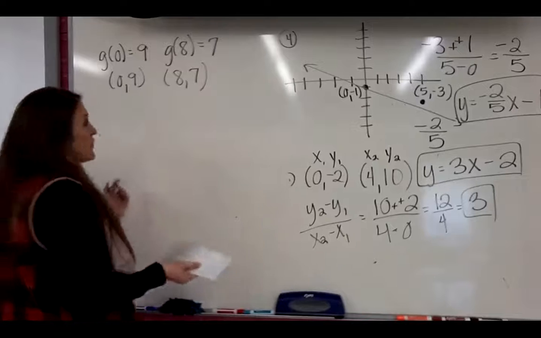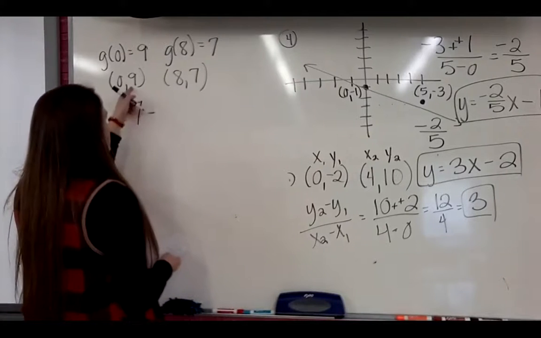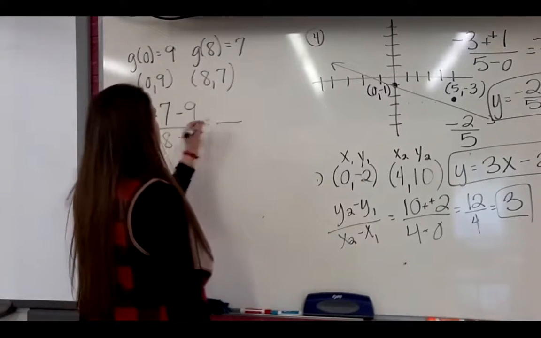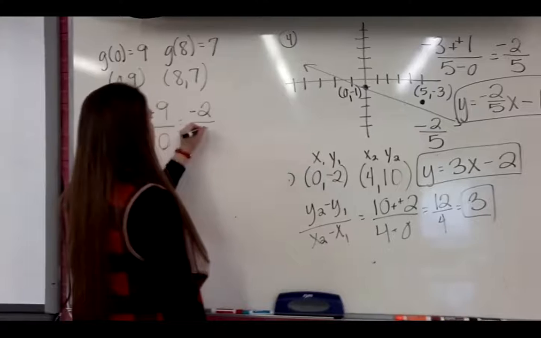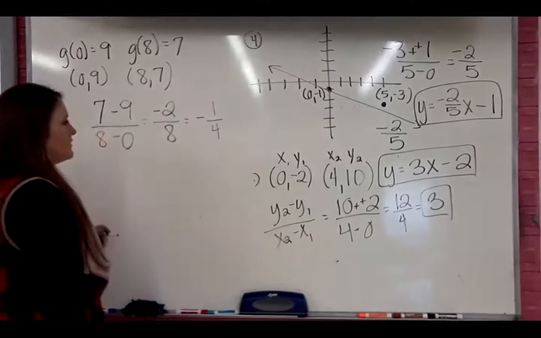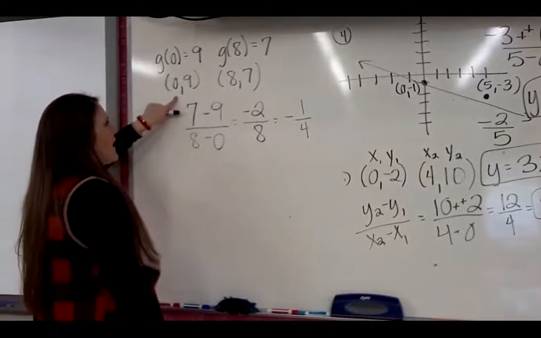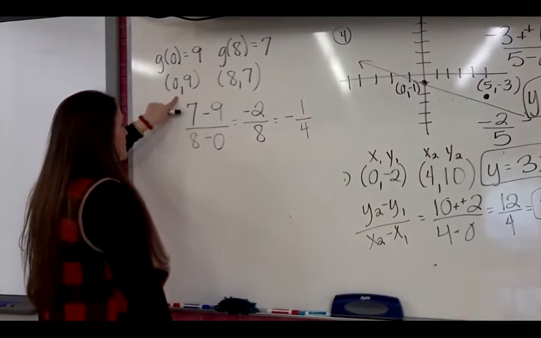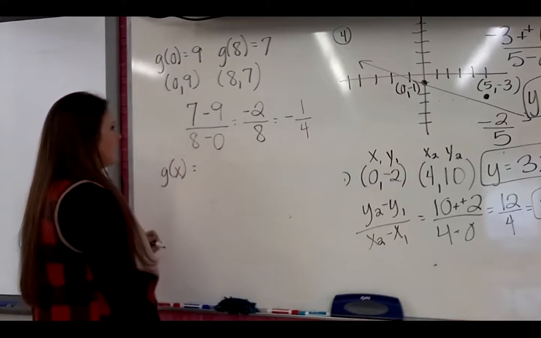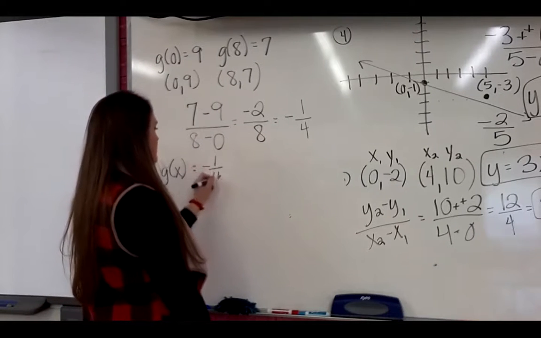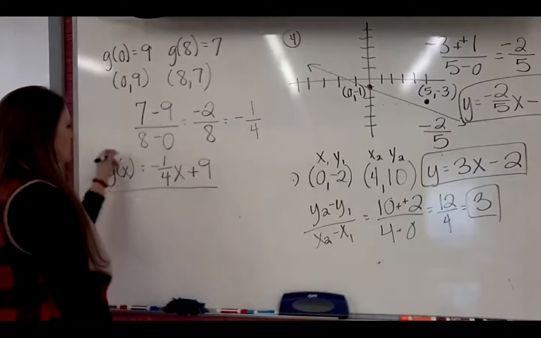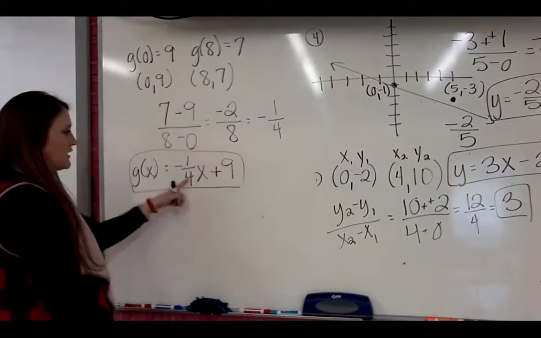So find your slope. y2 minus y1 over x2 minus x1. 7 minus 9 is -2. 8 minus 0 is 8. I can simplify that to -1/4. And if we look, they gave us our y-intercept where it crosses the y-axis. So I'm going to have g of x, because they said a function, not an equation, equals -1/4 x plus 9. So basically it's the same thing, we just don't have y equals. It's still mx plus b form.